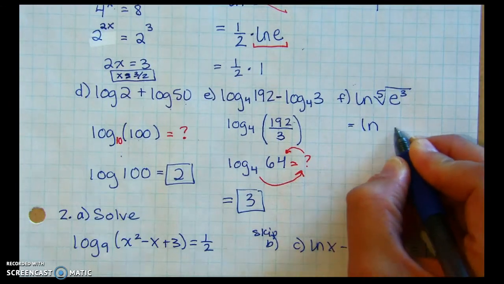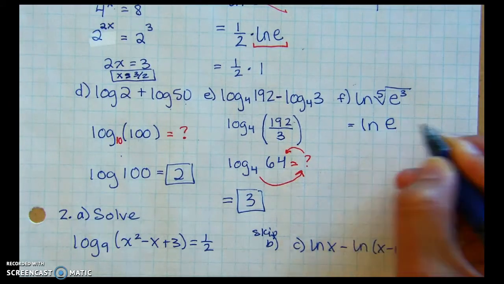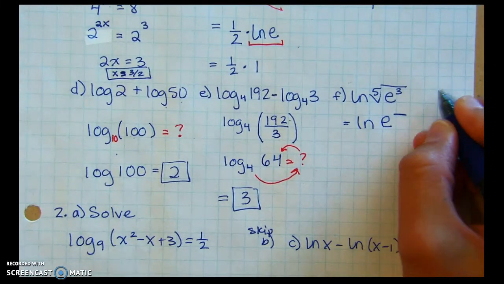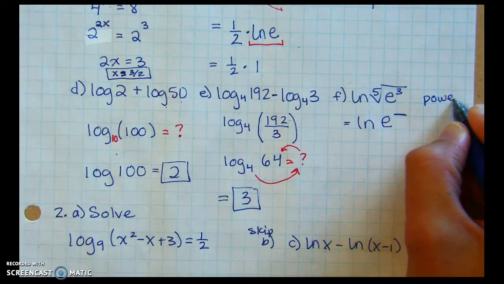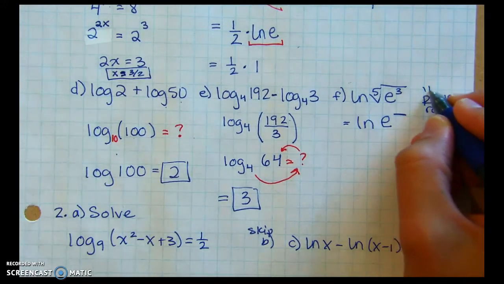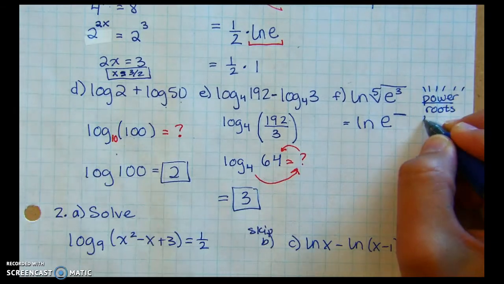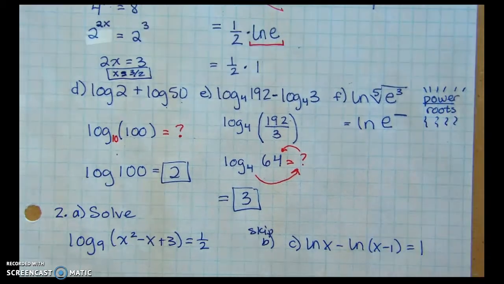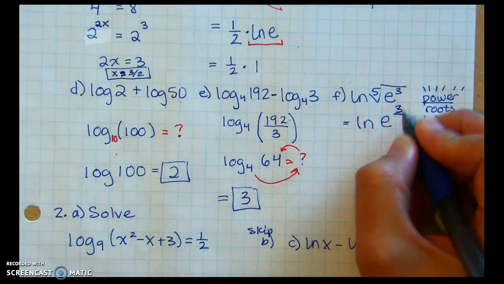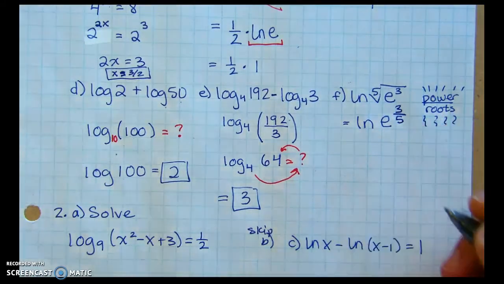So this is going to be the ln of e. Now what goes on top and what goes on the bottom? Oh, power's on the top, roots on the bottom. We're powerful people. On top. Where do roots grow? In the bottom. Power's on the top, roots on the bottom. So the power is 3 and the root is 5.